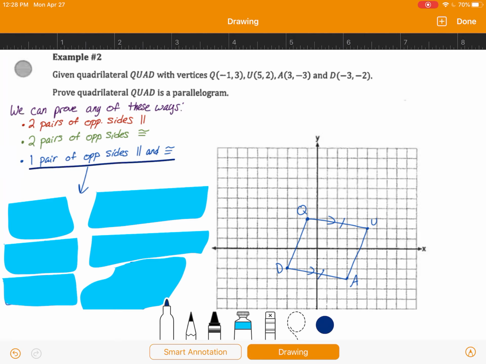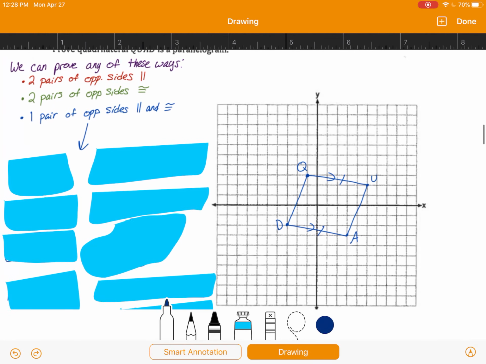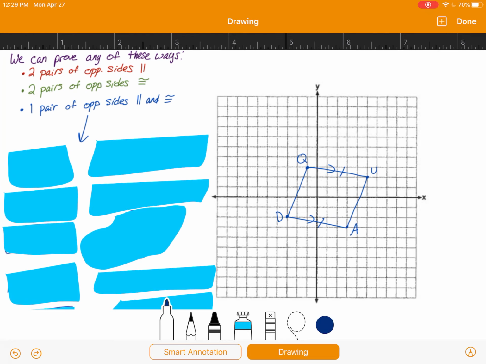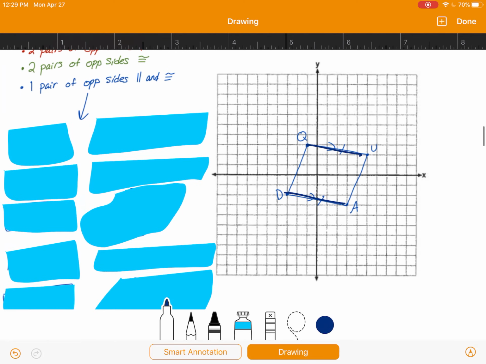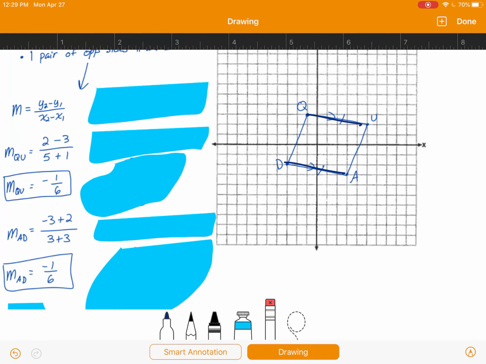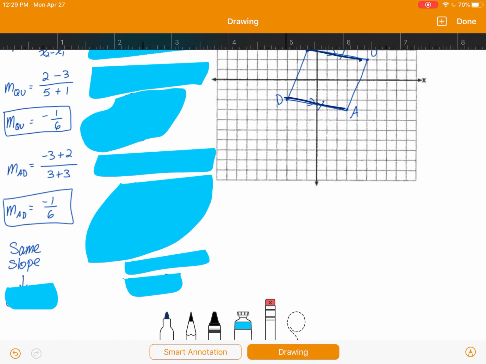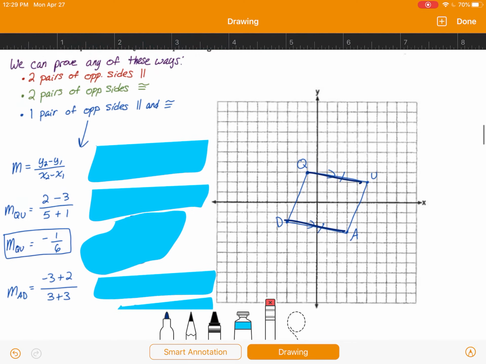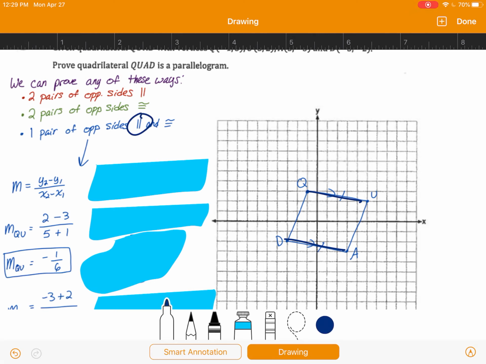And I'm going to go with this one because it shows both distance and slope. That way you can see both ways. So we need one pair of opposite sides to be both parallel and congruent. I went with QU and AD. So the slope formula is that. And if we did the slope formula for QU, we would get this. And if we did the slope formula for the other one, AD, we would get this. Okay? And they're the same, -1/6, which means that those 2 sides are parallel. So that is one of our things checked off.